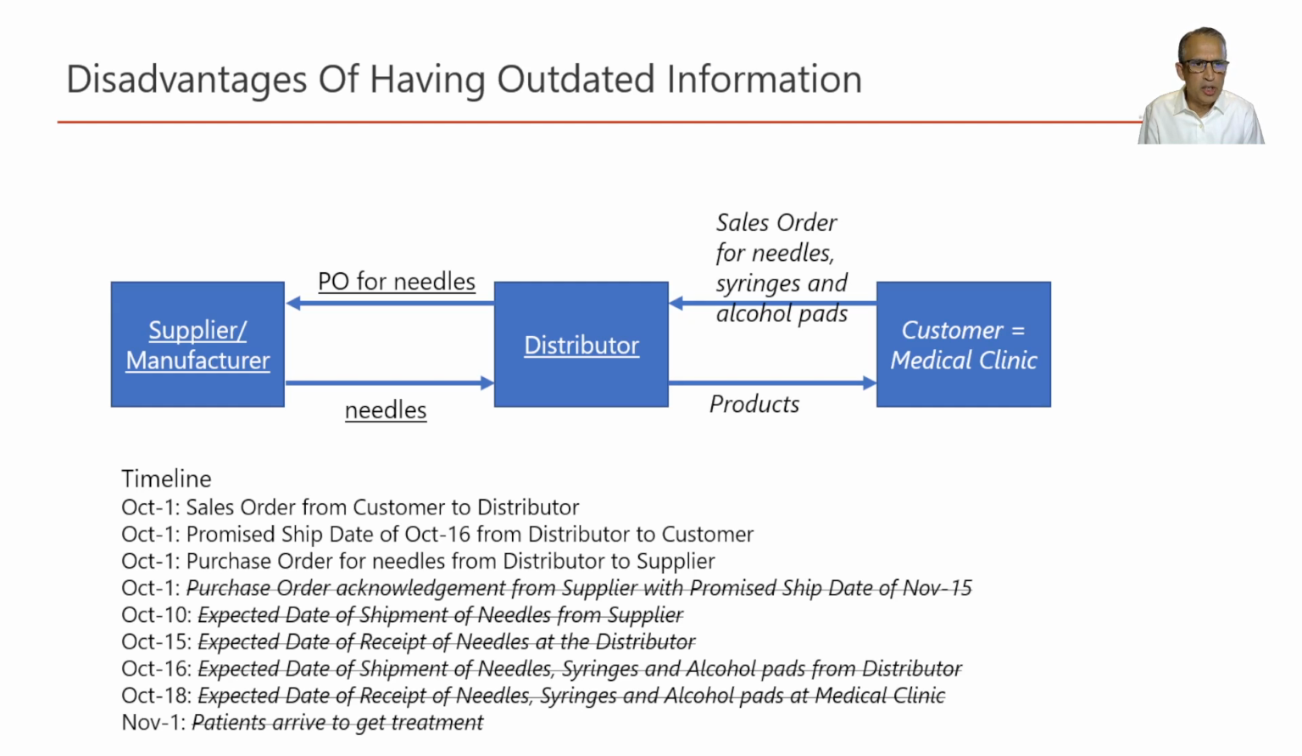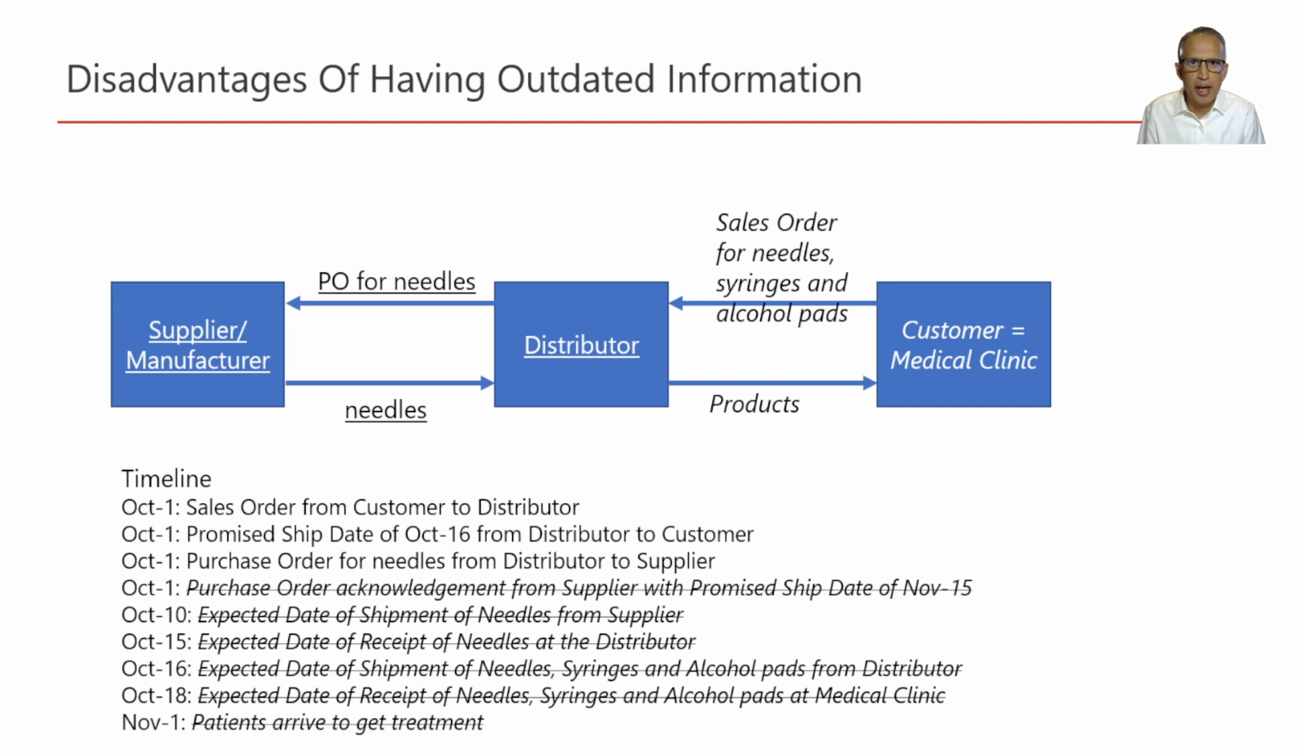Now, if we do not have an efficient process to identify these kinds of lines and efficiently follow up and get the updated information expeditiously, it's possible that we may not realize that this PO is delayed until it's too late for us to find alternatives or to let the customer know in time for them to reschedule the patient visit. And we'll have this unfortunate situation where the sick patients turn up at the clinic, but there is no way to administer the treatment without the required needles.